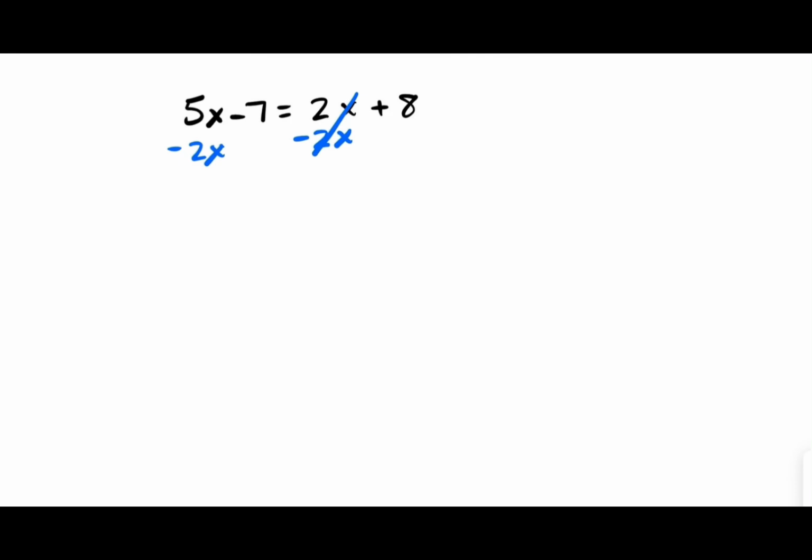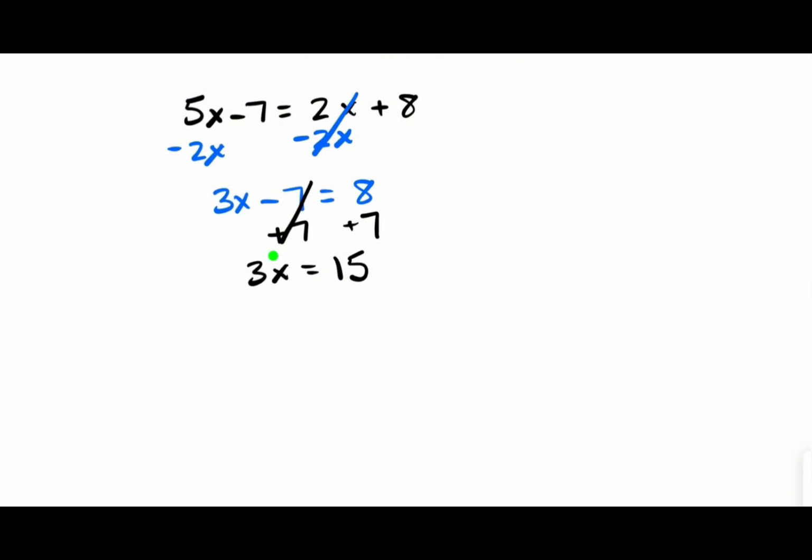So this cancels out to 0, so it's not there anymore. So I'm now left with 5x minus 2x equals 3x minus 7 equals 8. Now, I see that I have combined my x on my left-hand side, but now what I want to do is move this minus 7 to my right-hand side. So in order to move it, I have to do a plus 7 to both sides. This cancels out to 0, so I'm left with 3x equals 15.